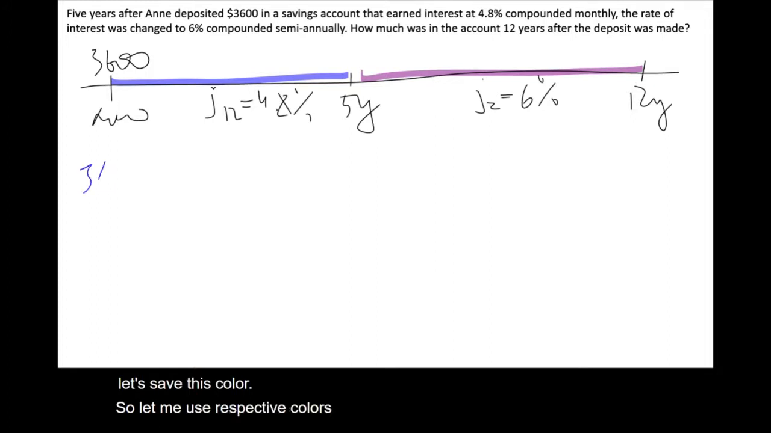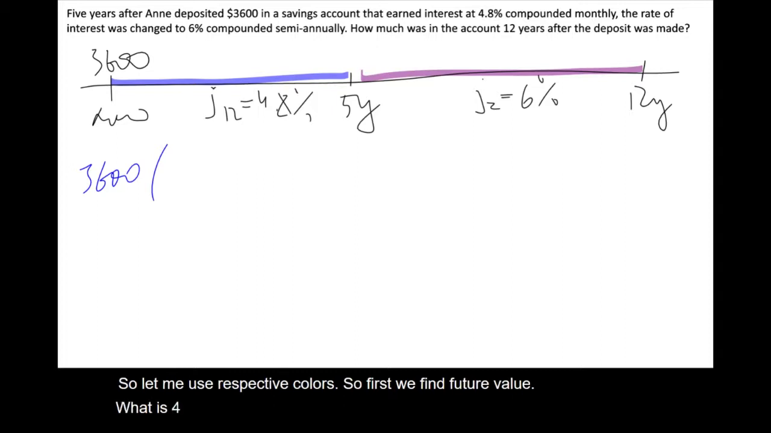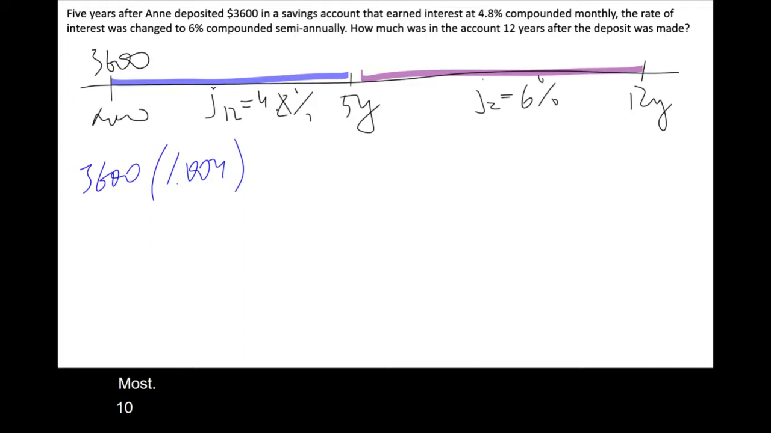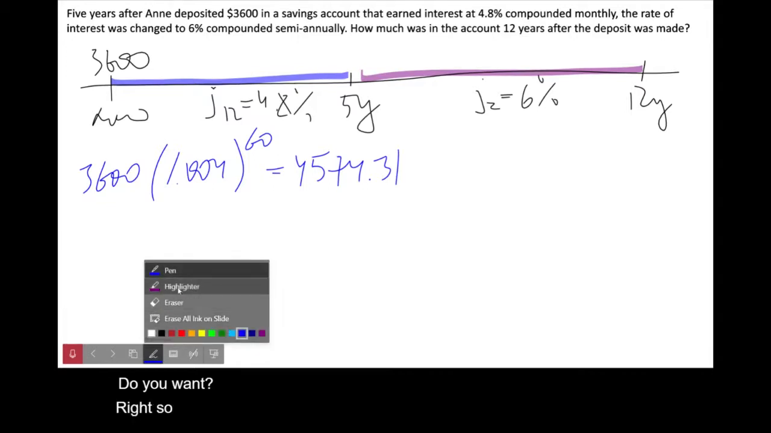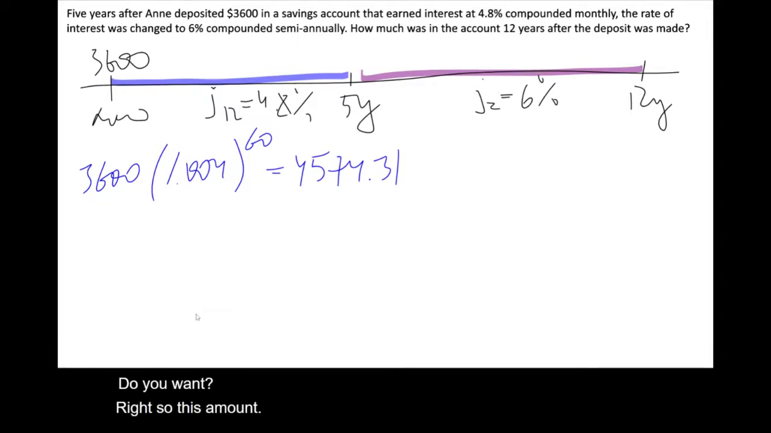So first we find future value. What is 4.8% monthly? 1.004. 5 years, 12 times is 60. So 4,574.31. Right? So this amount is here.